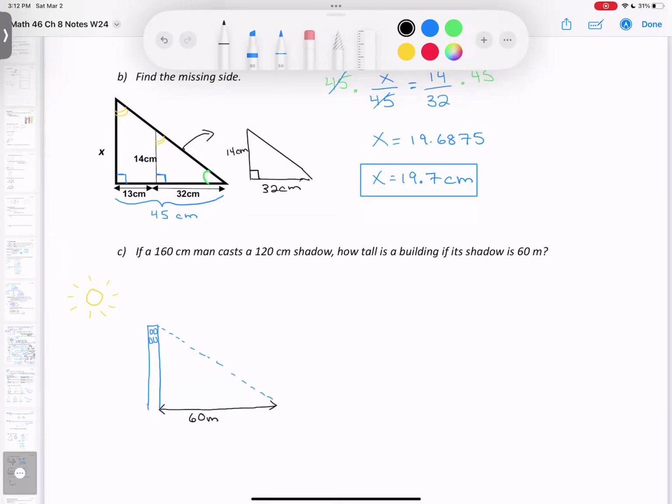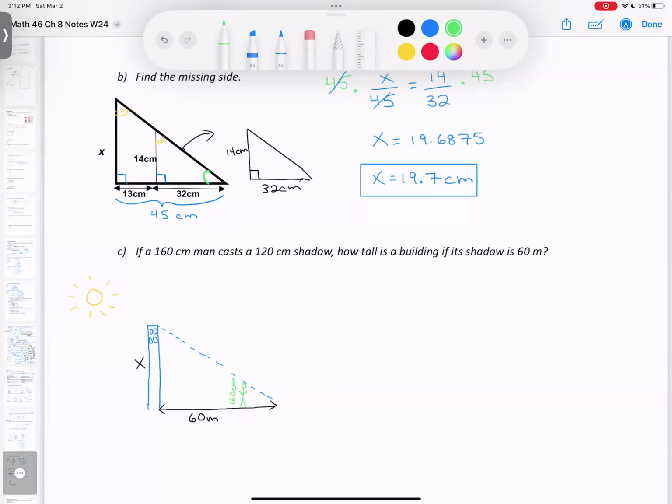We don't know how high the building is. That's what we're trying to figure out, so let's call that X. Well, we also know a 160 centimeter man. So let's say our man is right here. Little green man, there he is. And he's 160 centimeters. Obviously this isn't to scale, but that's okay.